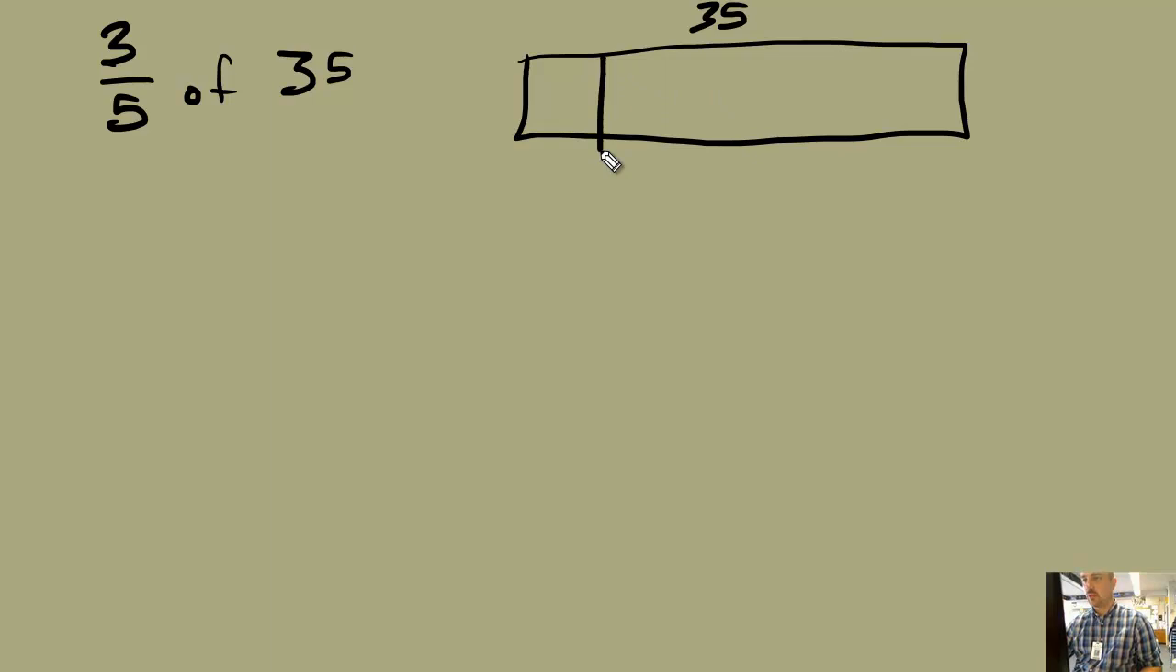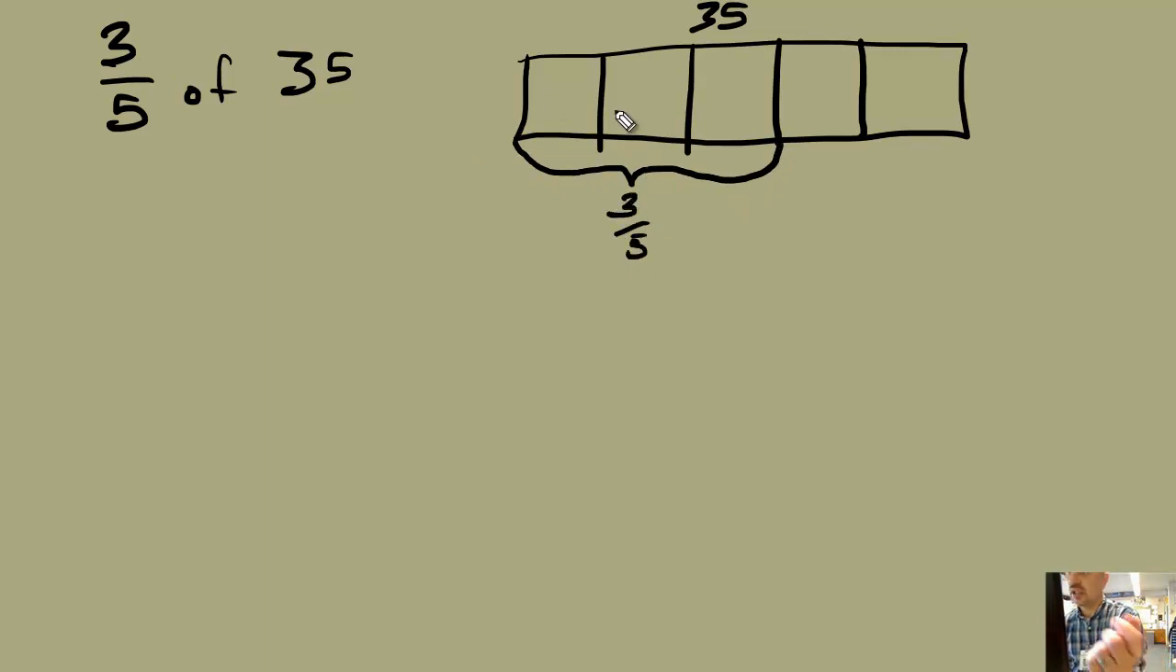So for 5, I'm going to draw 4 lines. So 1, 2, 3, and so now I have 5. I have 1, 2, 3, 4, 5, and that would be my fifths. And the numerator here is telling us that we want to know what 3 of those is. That's this right here. This is going to be 3/5. So I have 1/5 and 1/5 and 1/5 and 1/5 and 1/5, and this would be 3 of those.